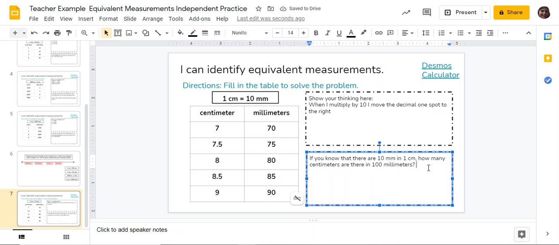So if you know that there are 10 millimeters in 1 centimeter, how many centimeters are there in 100? Okay, so I had 10 millimeters, and they want to know how many centimeters are in 100. So all I did here was multiply by 10, right? 10 times 10 gave me 100 from the 10 to the 100. So I'm going to do the same thing to the 1 and multiply it by 10. 1 times 10 equals 10 centimeters. And that's it.